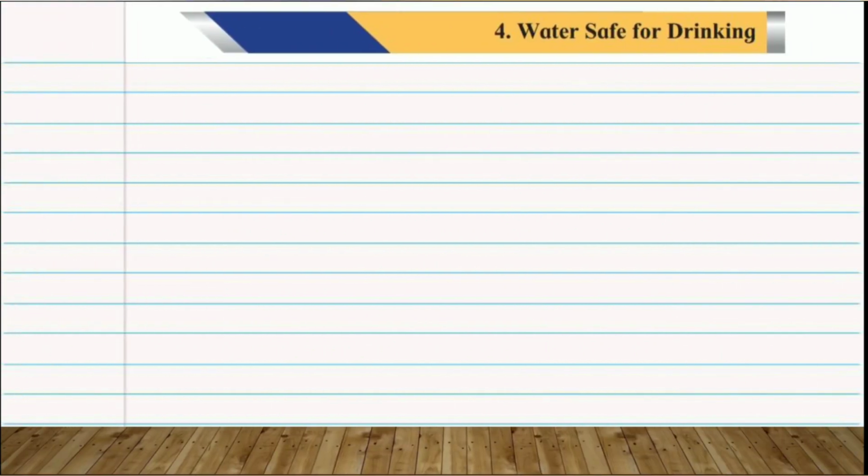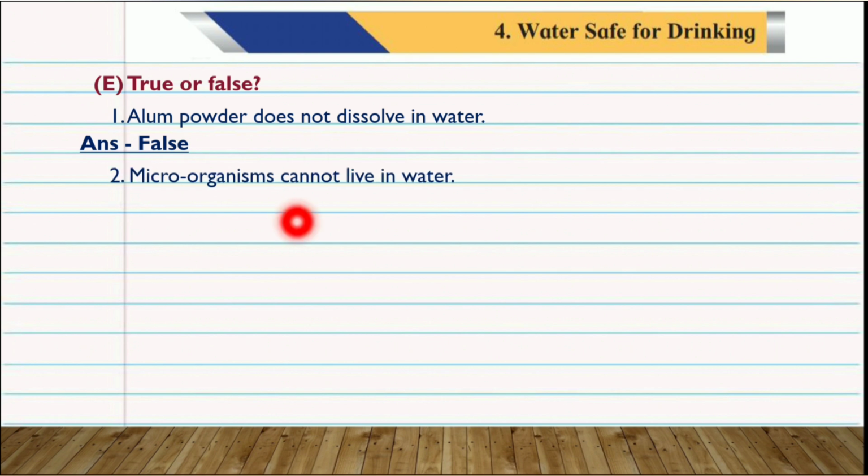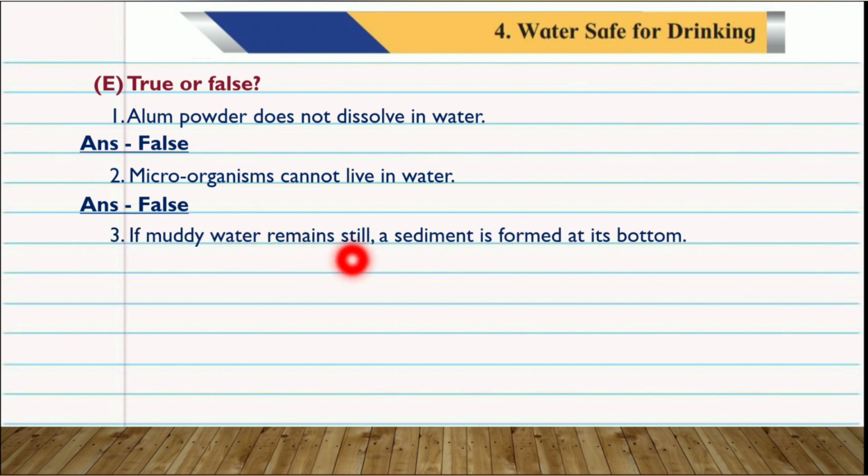So the first sentence is alum powder does not dissolve in water, and the answer is false, because alum powder can dissolve in water. What is given here? Does not dissolve, but actually alum powder does dissolve in water. That's why the answer is false. Next, microorganisms cannot live in water, and the answer is false. Why? Because microorganisms live in water, and what is given here? Cannot live in water. That's why the answer is false. Next, if muddy water remains still, a sediment is formed at its bottom, and the answer is true. Yes, if muddy water remains still, then sediment is formed at the bottom. This is true.